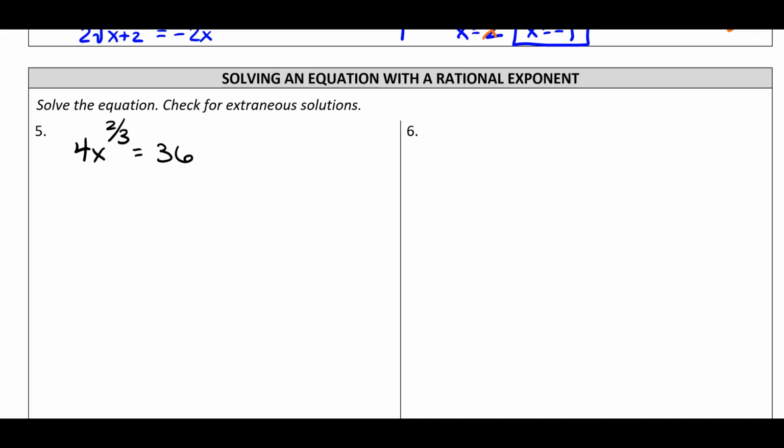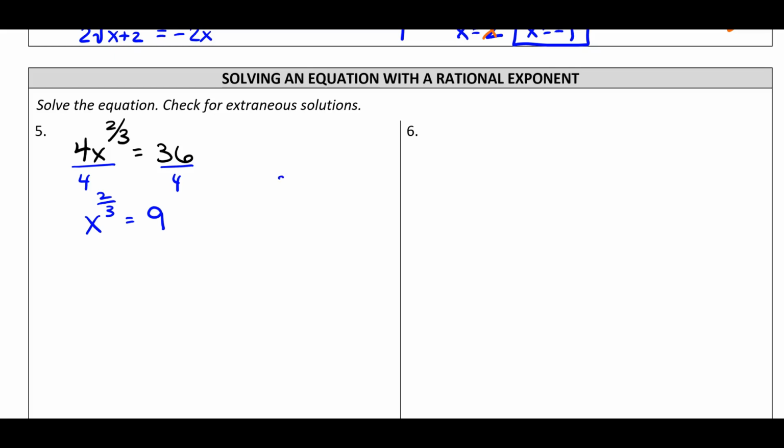But it's much easier to just eliminate the power. So what I mean by that is the first thing, again, we're going to do is divide by 4 because we need to isolate the x. So that's going to give us x to the 2/3 equals 9. Now, to undo a 2/3 power, we want it to be a power of 1. Our goal is to say x equals a number.